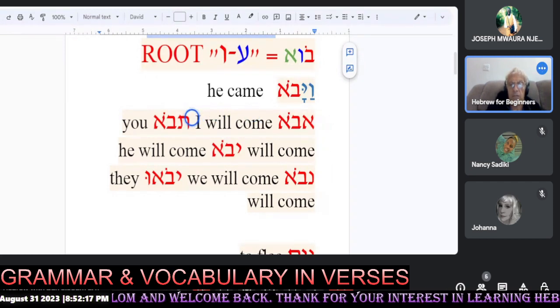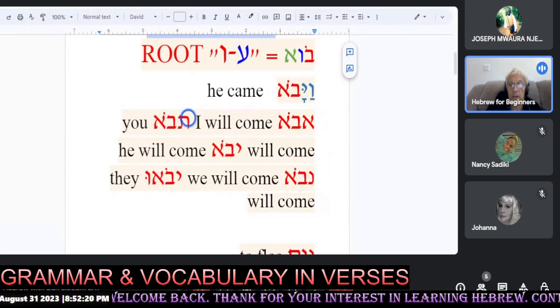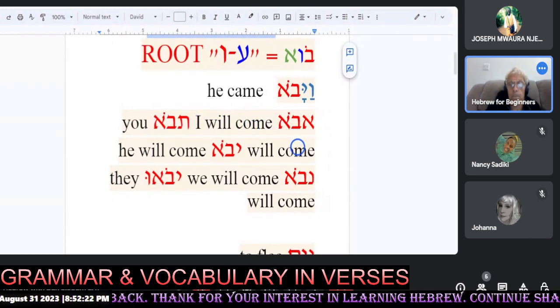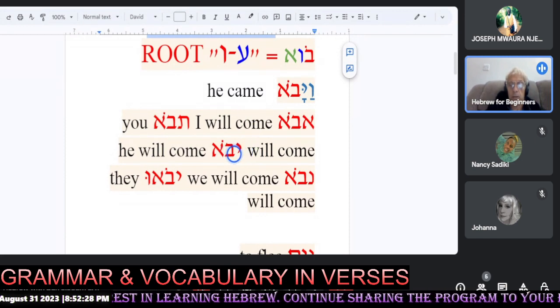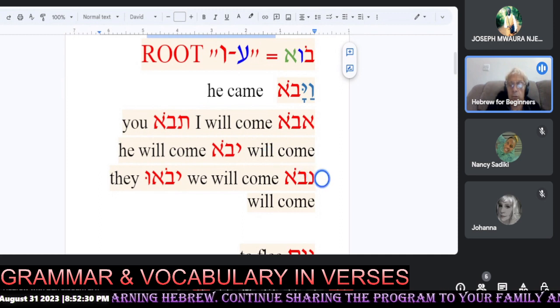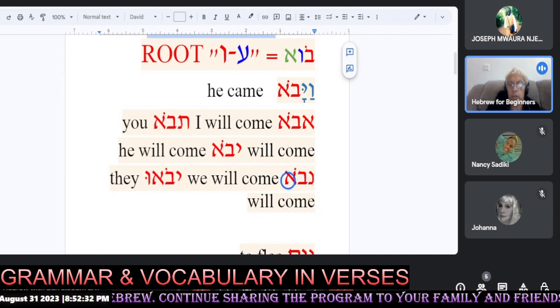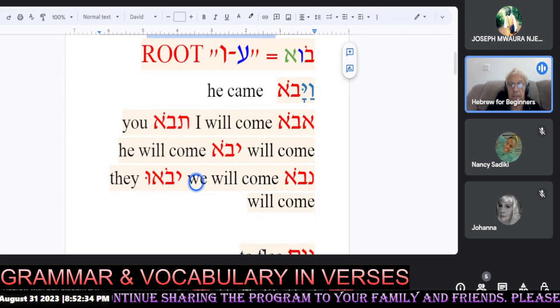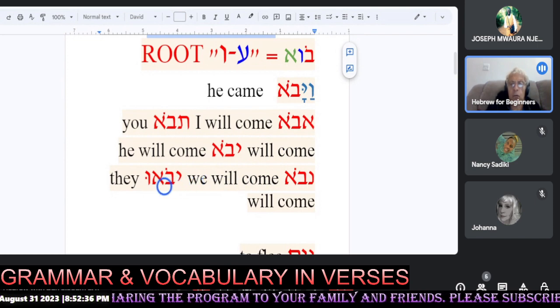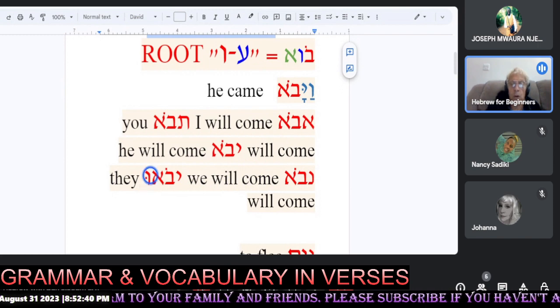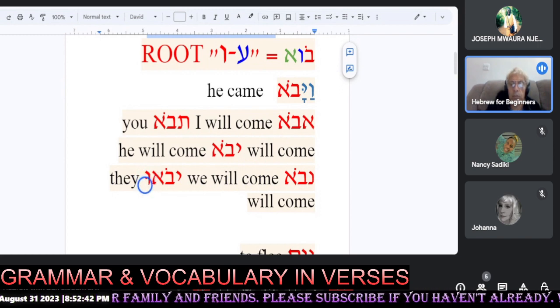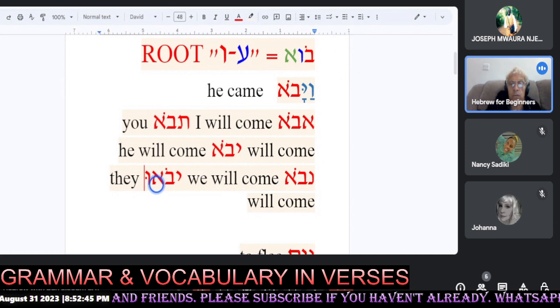Then the Tav for you, Tavo, you will come. Then the Yud for he, Yavo, he will come. Then the Nun, Navo, we will come. And then for they will come, it's Yavo U. And you'll see this U all the time. It's the sign of the plural. Yavo U, they will come.